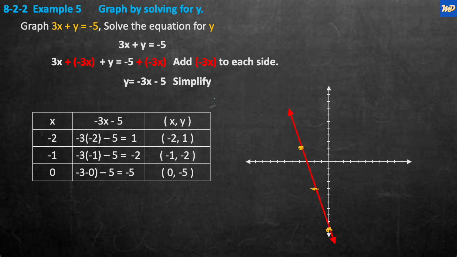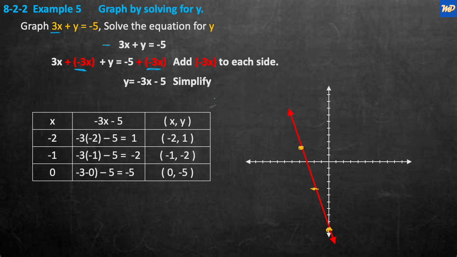So it says graph 3x plus y is equal to minus 5. So what's the first thing we have to do? We'll start by writing the equation out, so we have a place to work from. Then we're going to add plus 3x to each side to get the x to the right side. We want the y on the left side, because y is going to be the answer to our problem here. So when we do the addition on each side and simplify, we're going to get y equals minus 3x minus 5.